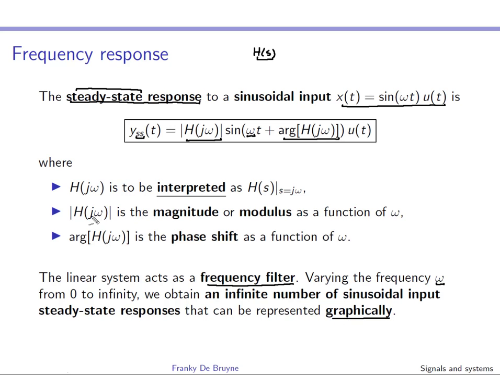So the magnitude plot on the top part of the Bode diagram is really the transfer function evaluated at s equal to j omega, so it's considering the transfer function on the j omega axis, and then you subsequently take the modulus, right? And the phase shift is obtained by taking this same quantity and taking the argument of this complex number.